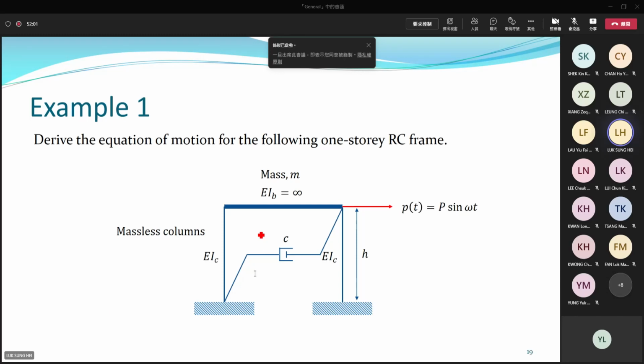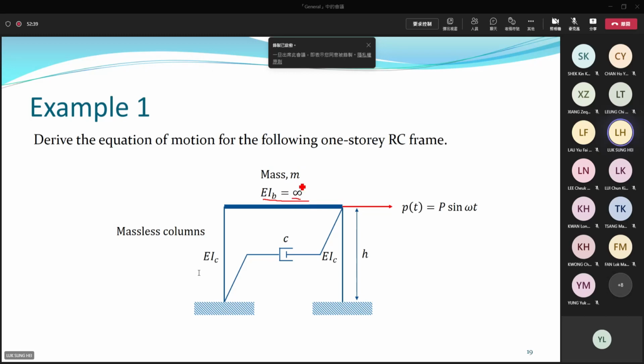Okay, then how to use the equations? Well, one simple example. In this example 1, you are asked to derive the equation of motion for the following one-story RC frame. Take a look at this problem. We have a beam on the top. The beam is totally rigid. The stiffness of the beam is equal to infinity. If you remember what we mentioned before, we have two extreme scenarios when you want to calculate stiffness: flexible slab or rigid slab. Actually, this symbol tells you the conditions. This belongs to the rigid slab situation.